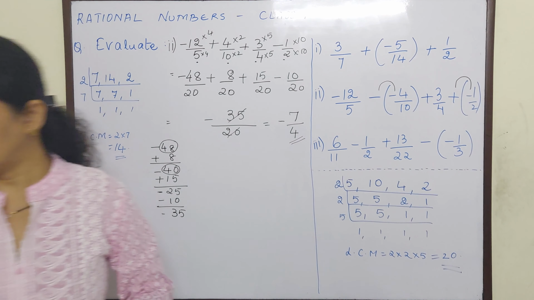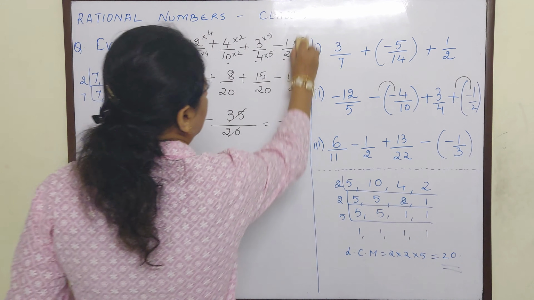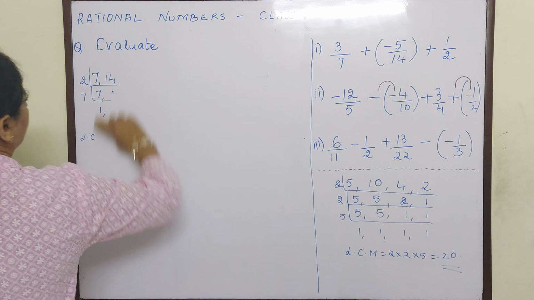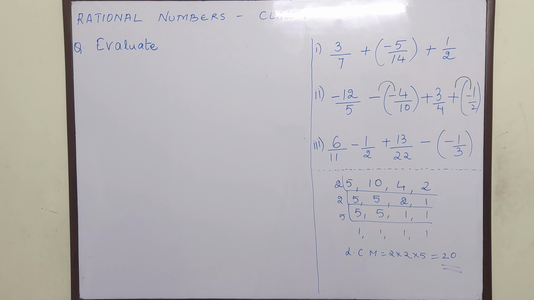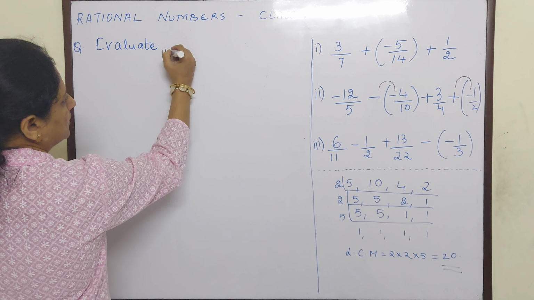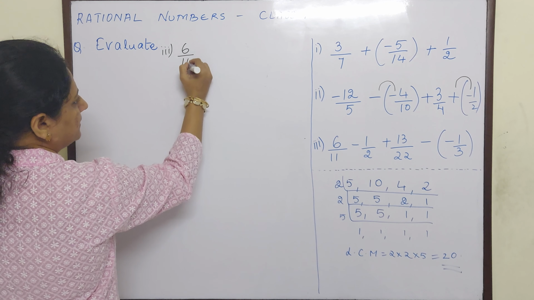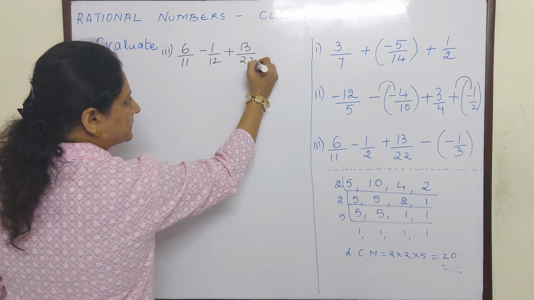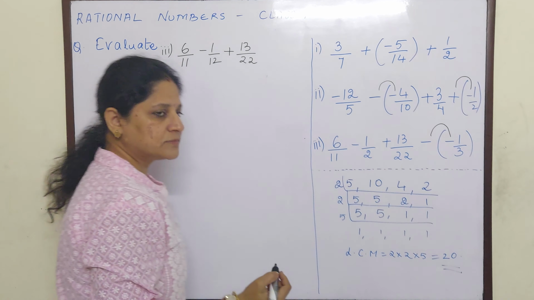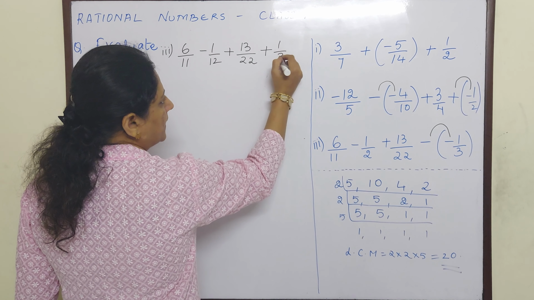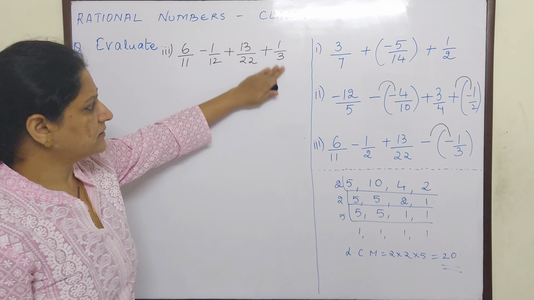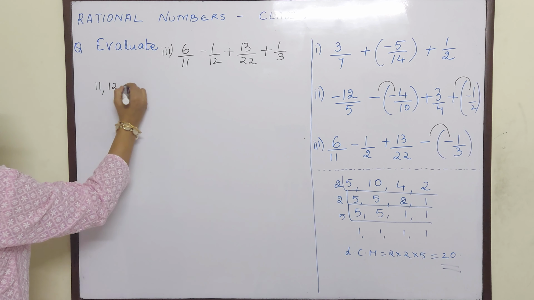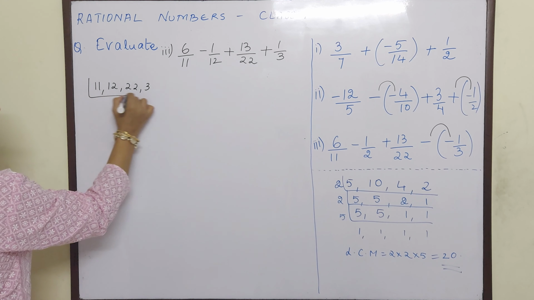Let us go to the last sum. Now, children, in the last sum only one number has two signs before it, so we will convert only that into one sign. So that is 6 by 11 minus half plus 13 by 22, and minus into minus is one sign, that is plus 1 by 3. The next step is making the denominators equal. Yes, we have to, because the denominators are different. So let us take the LCM.